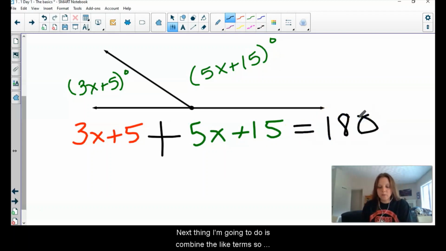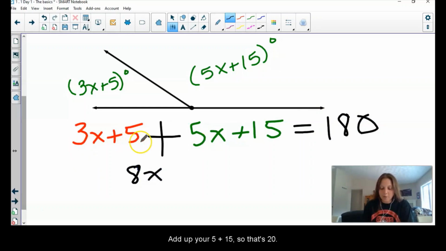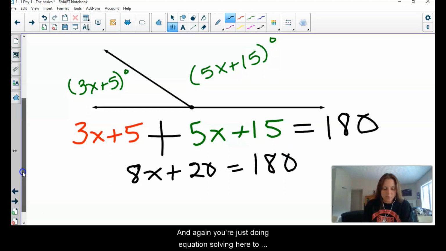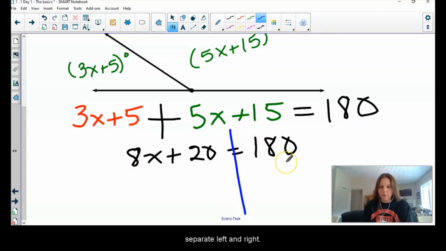Next thing I'm going to do is combine the like terms. So add up the 3x and the 5x, that would be your 8x. Add up your 5 and 15, so that's 20. And then set it equal to 180. And again, you're just doing equation solving here to solve. So the next thing you want to do, I just like to put up this line to separate left and right, is I want to get this 8x by itself.